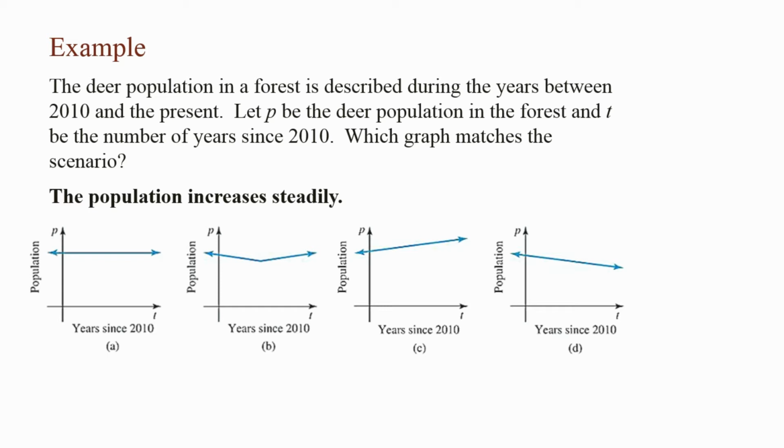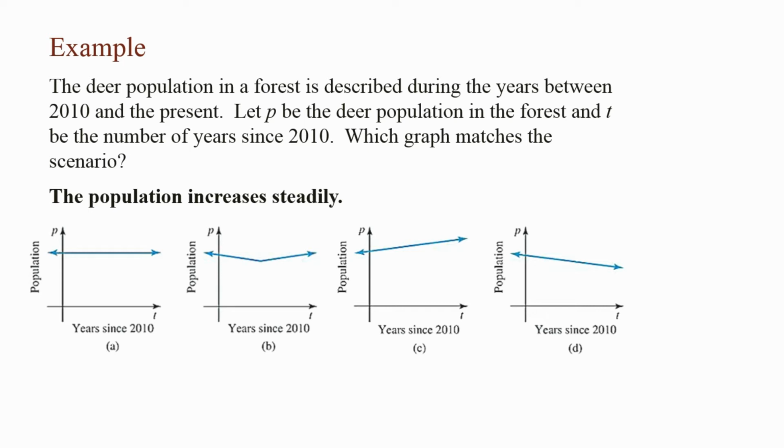Starting with graph A, you see we have a straight line. So what that tells us is that there's been no change in the population since 2010. In graph B, our line goes down, then it goes up. So that tells us that the population decreased steadily, then it increased steadily.